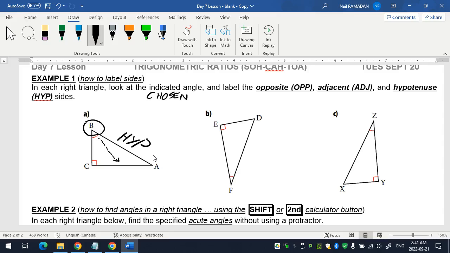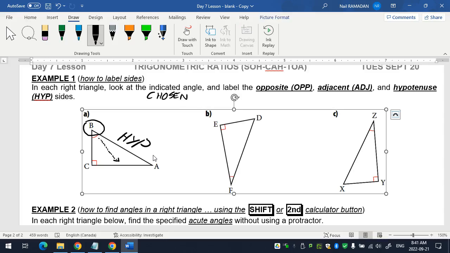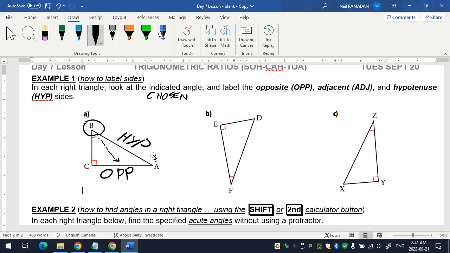Again, I will never turn marks off if you don't show this. I show it to tell you how I find it. So OPP. And then you don't have a choice for the third one. ADJ is this one. ADJ.